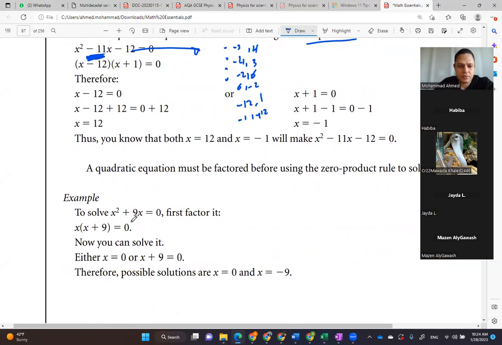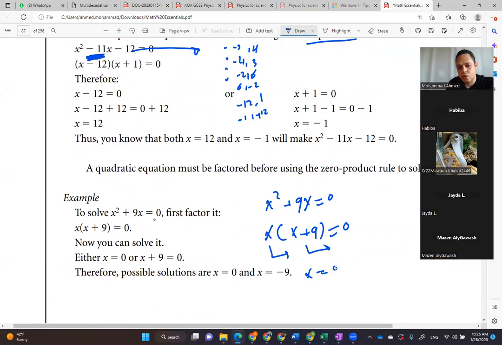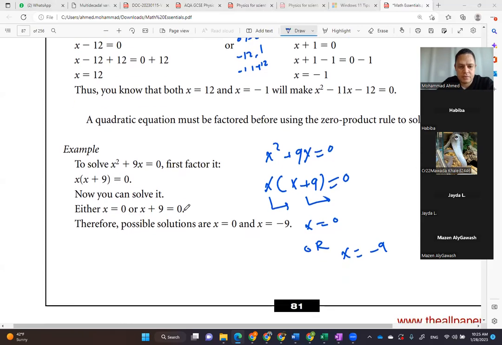Okay, so if you have x squared plus 9x equals 0, this is the easiest one. You can have x as a common factor. So it's going to be x multiplied by x plus 9 equals 0. So you have the zero product rule: x equals 0 or x plus 9 equals 0, and when you solve, x equals negative 9. So these are the possible solutions for the formula x and x plus 9.